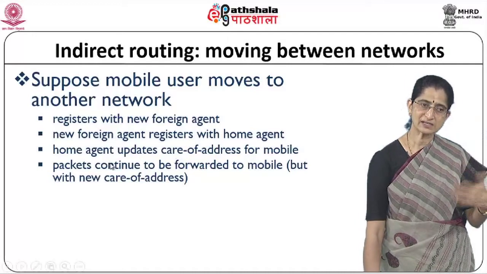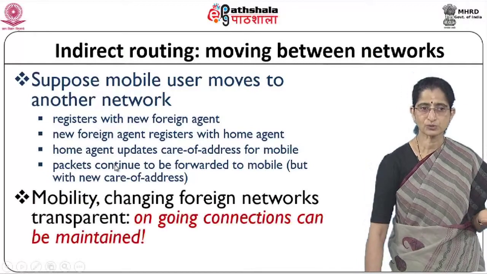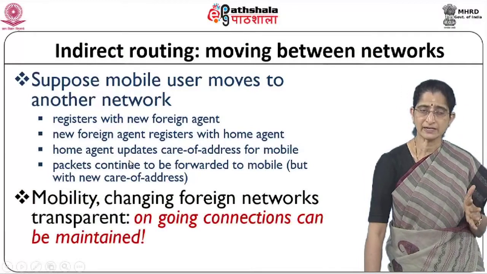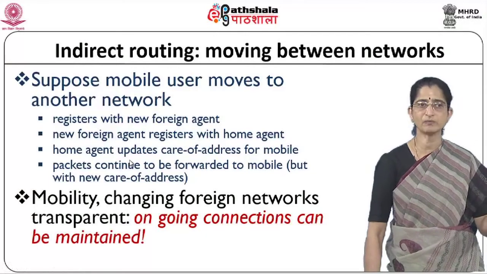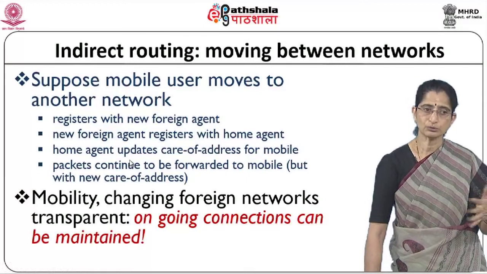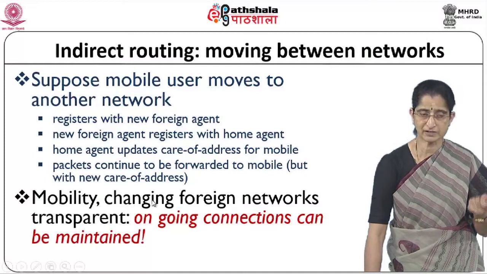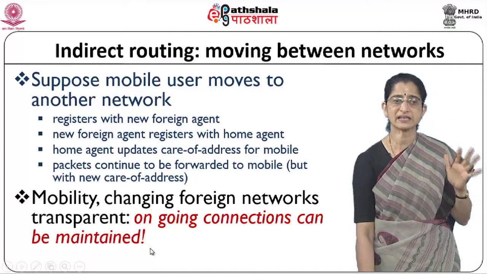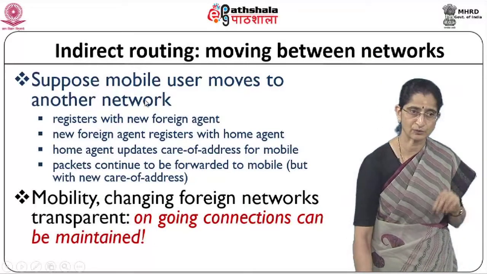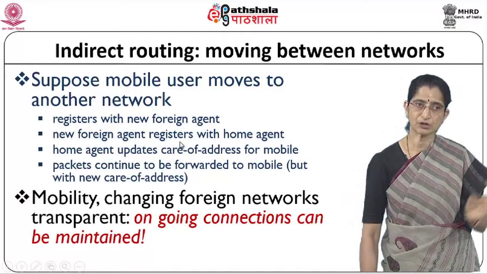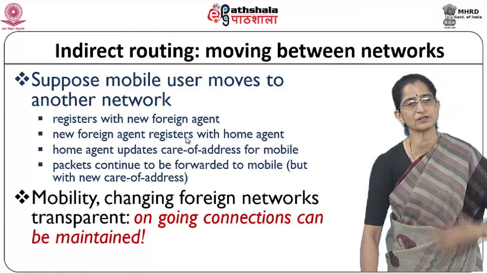Then once that is done, the packets can continue to be forwarded to the mobile with the new care of address. So during this process, the correspondent node will not even be aware of the fact that the mobile node has actually moved from one network to another network. So this mobility and changing of foreign networks is transparent. This is a major advantage, and your ongoing connections can be maintained. This is a major advantage when we are doing this kind of indirect routing, because it is the home agent that is always taking care of forwarding things for you. It is acting like a post office, so it is forwarding things for you.